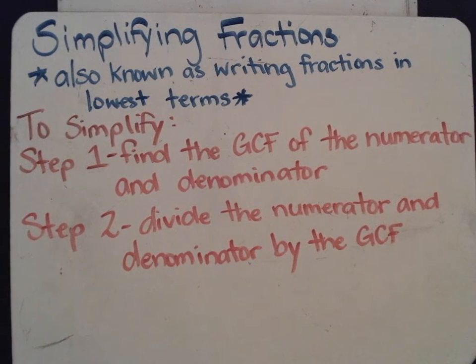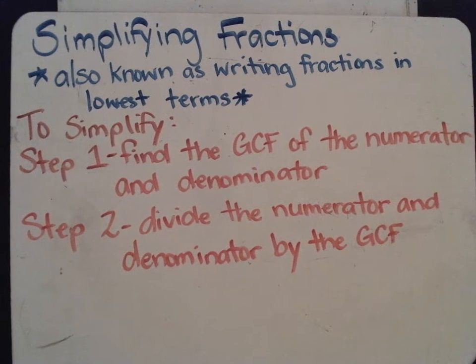In this video, we're going to learn how to simplify fractions. This is also known as writing fractions in lowest terms. When you are simplifying a fraction, you are trying to make it so that the GCF of both the numerator and the denominator is 1. If your GCF of the numerator and denominator is already 1, then you don't have to simplify.